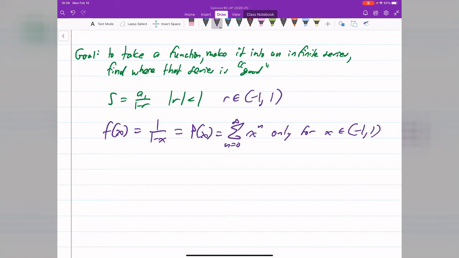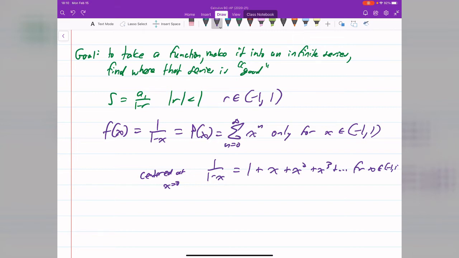I mean, if I have this centered at x equals 0, I can say that the function 1 over 1 minus x is equal to, well, the first term would be 1, then you'd add an x, then you'd add an x squared, then an x cubed, and so on. And this would be true for x contained within -1 to 1.